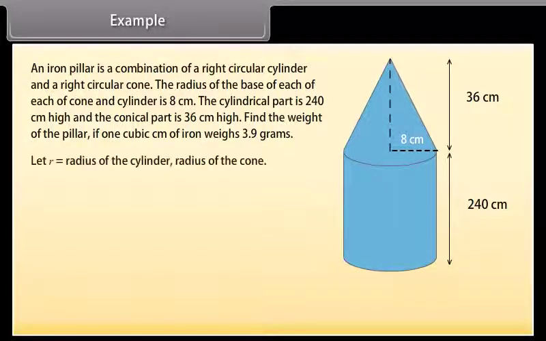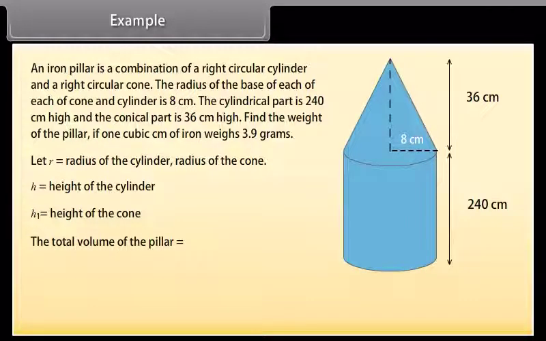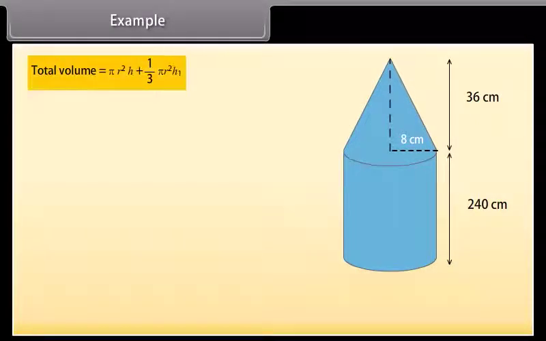Solution. Let R equal the radius of the cylinder and cone, H equal the height of the cylinder, and H1 equal the height of the cone. We know that the total volume of the pillar is equal to the volume of the cylinder plus the volume of the cone. Therefore, total volume is equal to pi r square H plus 1 by 3 pi r square H1. This is equal to pi r square into H plus 1 by 3 H1.